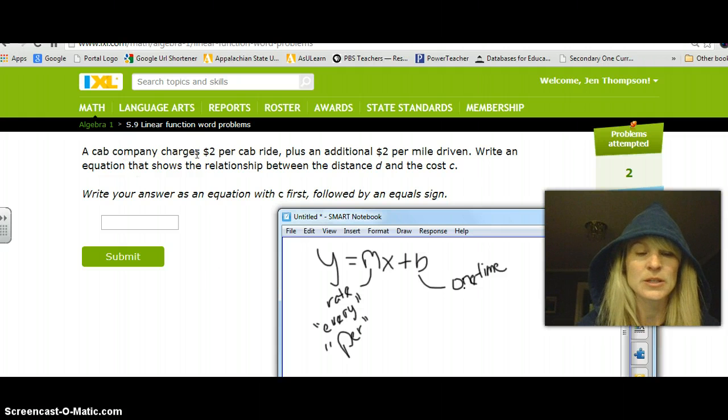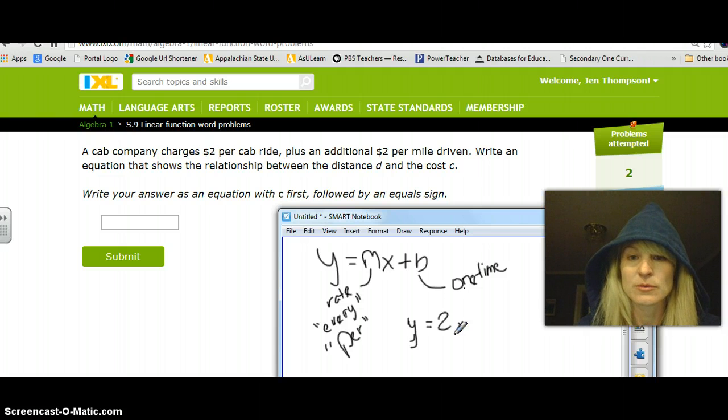A cab company charges $2, there's that word per, cab ride. So I know because that says per cab ride, that's my slope. So when I start writing, I'm going to have y equals, I already know the per, that's my slope. Per cab ride plus an additional $2 per mile driven. So that happens one time. We had to pay an additional $2.